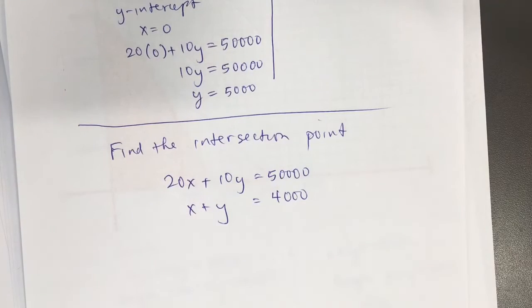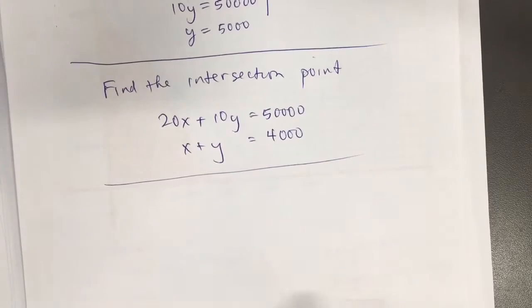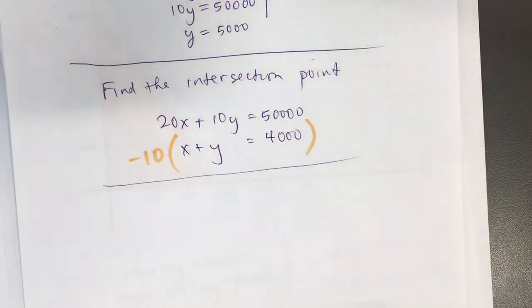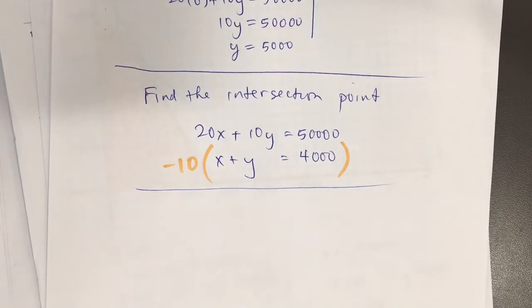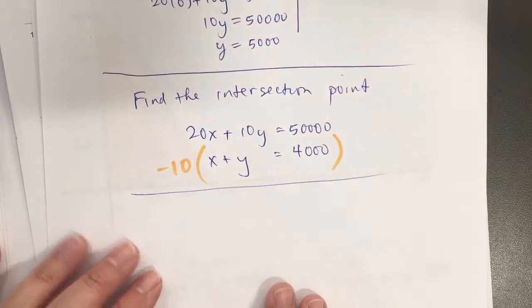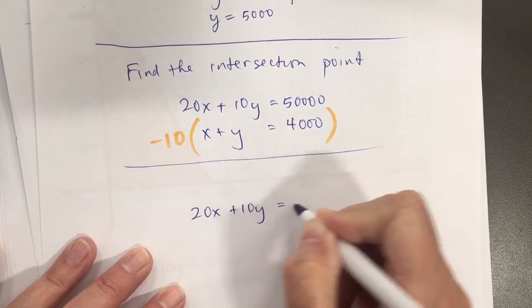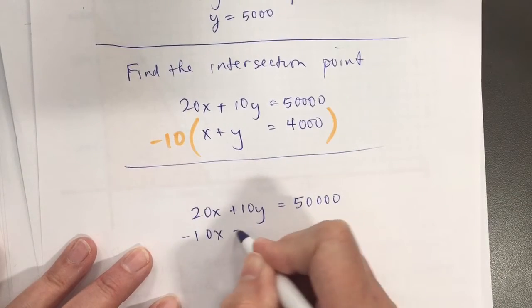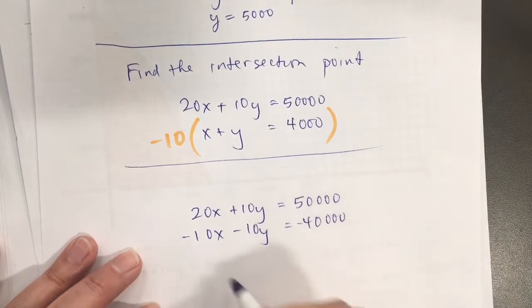I will eliminate the y's by multiplying the second equation by -10. Let me mark that right here. I'll just put that in parentheses and put -10. I put it with my highlighter so you can say that's what we're about to do. I'll write it again at the bottom. 20x plus 10y equals 50,000. And then -10x minus 10y equals -40,000.